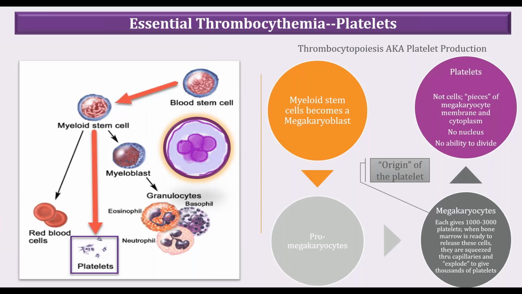So where do these platelets come in then? What do they have to do with megakaryocytes? All right, well, these megakaryocytes are so big that when they squeeze through the bone marrow capillaries and into the bloodstream, they kind of explode and become thousands and thousands of these tiny sticky little platelets, which are not cells, but rather pieces of the megakaryocyte membrane and cytoplasm. So platelets have no nucleus and no ability to divide. They're pieces from that megakaryocyte explosion.